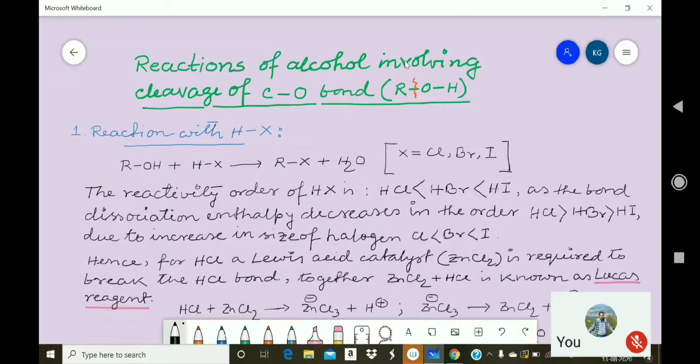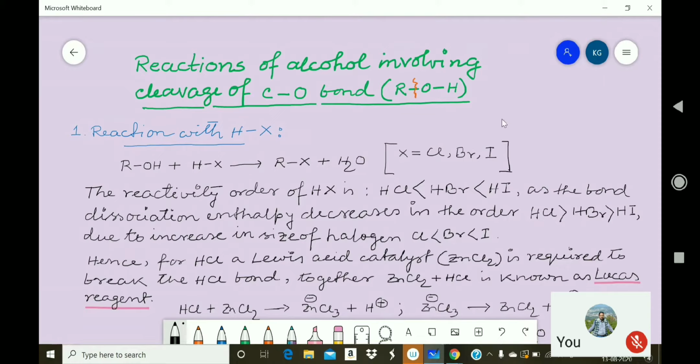Hello students, in the present video, let us discuss the different reactions of alcohols and phenols. Let us see the reactions. In the earlier video, I explained reactions of alcohol that involve cleavage of the oxygen-hydrogen bond. Now in this video, let us look at a few reactions that involve the cleavage of the carbon-oxygen bond for alcohol.